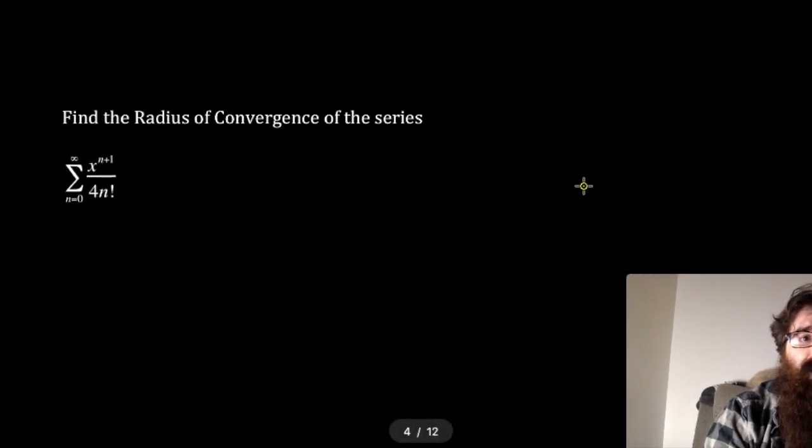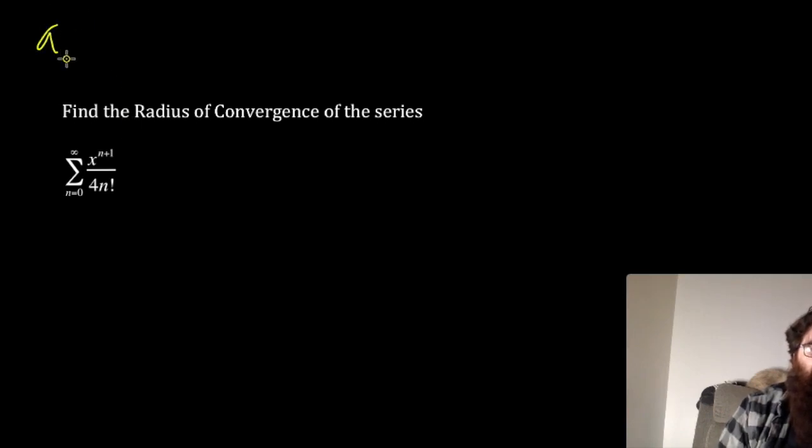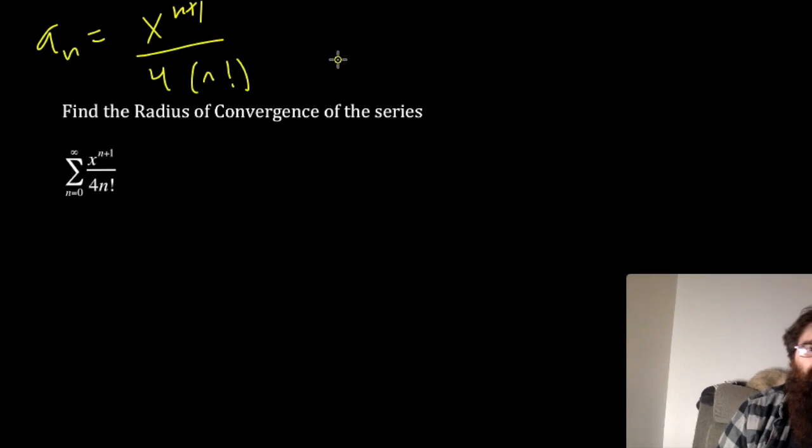Let's take a look at another example. So here we have the sum from n equals 0 to infinity of x to the n plus 1 over 4 times n factorial. And just to clarify, I don't think this is ambiguous, but it's not 4n quantity factorial. It's 4 times n factorial. But what I'm looking at is my a sub n. So that's x to the n plus 1 over 4 times n factorial.